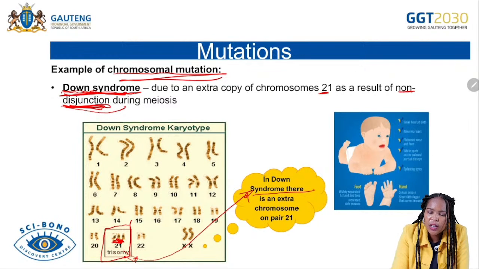This you studied only as non-disjunction when you were doing meiosis, but now you learn that it is actually an example also of chromosomal mutation because the number of chromosome has changed. It is no longer what it was supposed to be, but actually it is more number of chromosome at chromosome number 21.